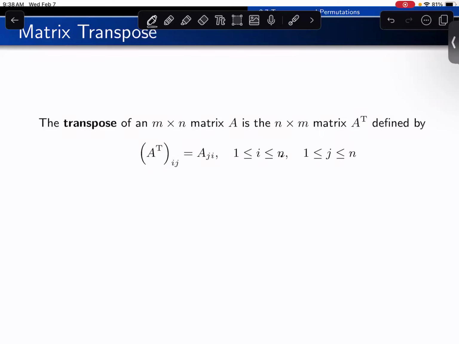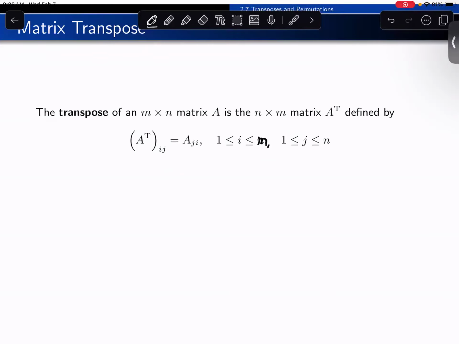And this should be an M, not an N. I'm using slides from someone from a previous semester, and I don't catch every typo. As you've noticed, there's a decent number of typos.